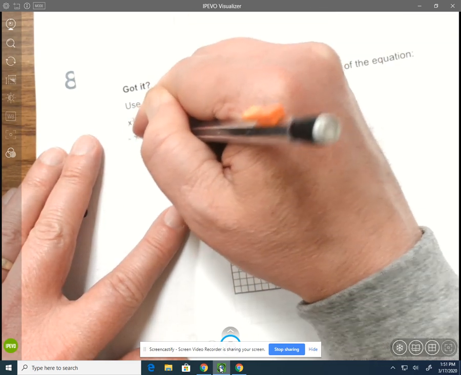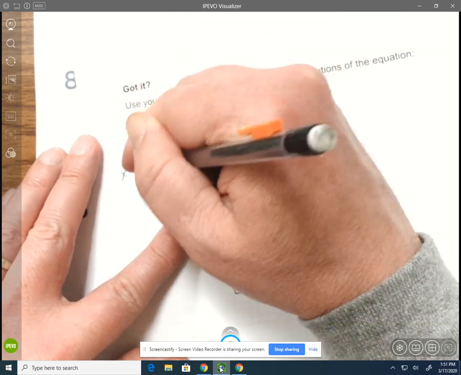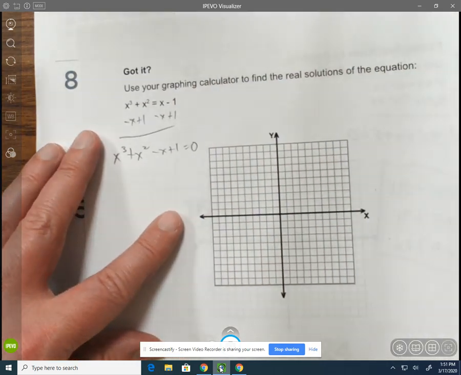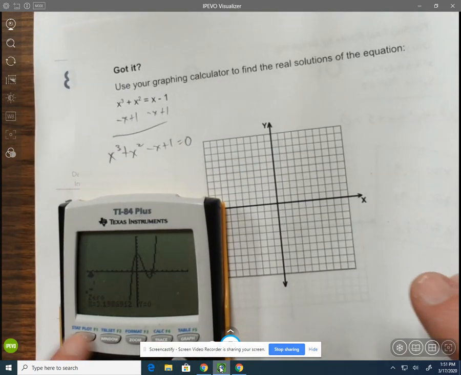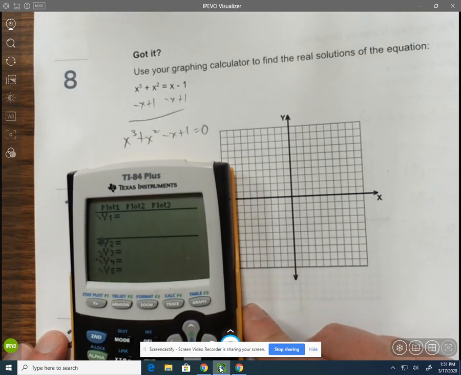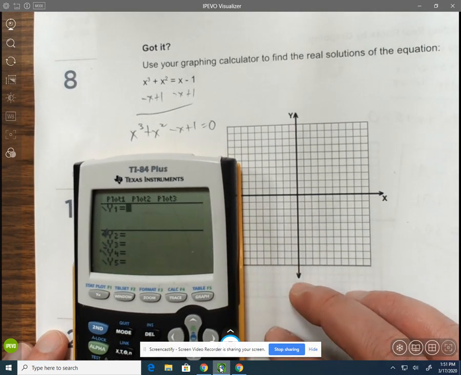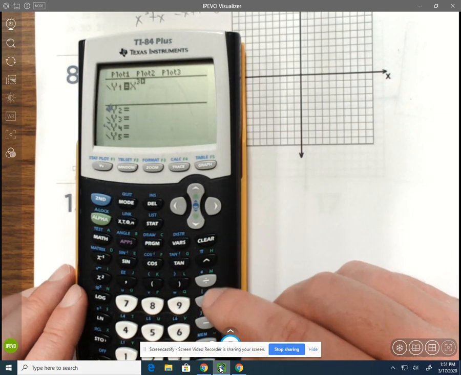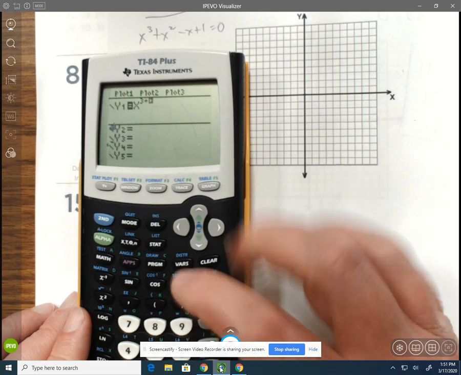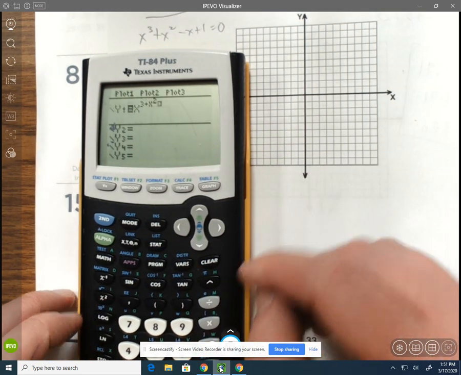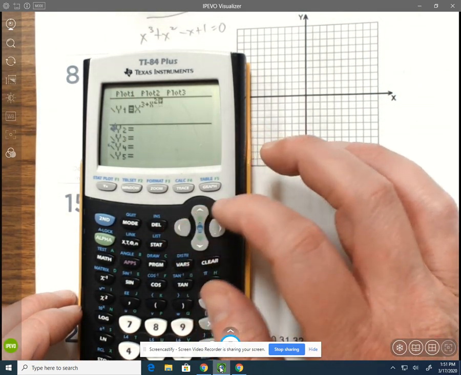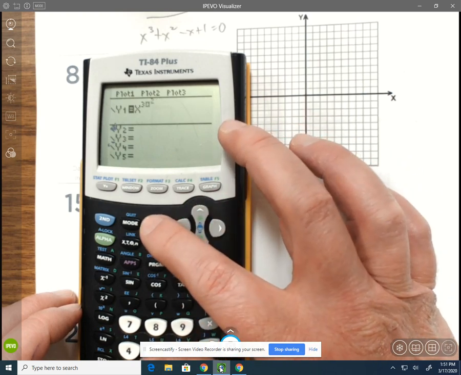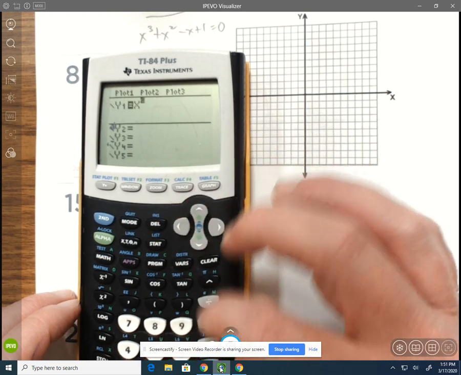So I subtract x and add 1. I get x cubed plus x squared minus x plus 1. And I want to know when that thing's going to equal 0. So I go to my y equals and clear out the one we just did. And I'm going to do x cubed plus x squared. Whoops. I think I did that before. Make sure I hit delete, not clear. All right, so I want that to be a cubed.